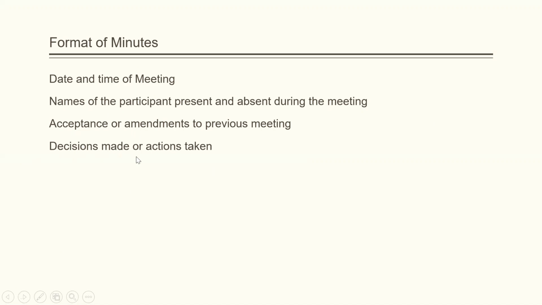Next, decisions made or actions taken. What are the decisions we are making and what are the actions taken in the present meeting? Items to be considered in the next meeting. Definitely, a meeting or something of that nature is constructive. So it should move on. So we should have something to consider in the next meeting too.